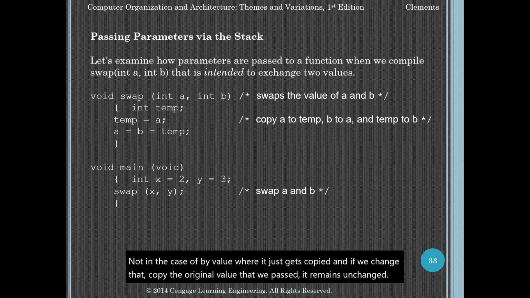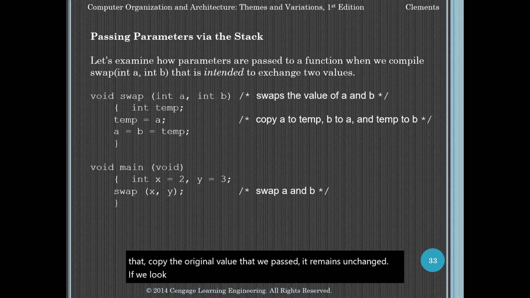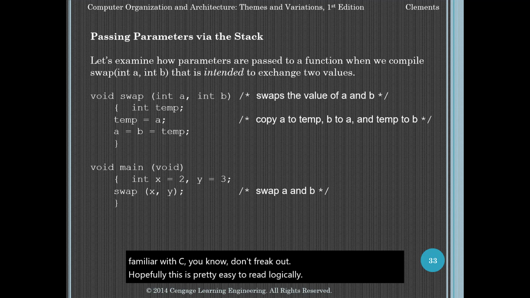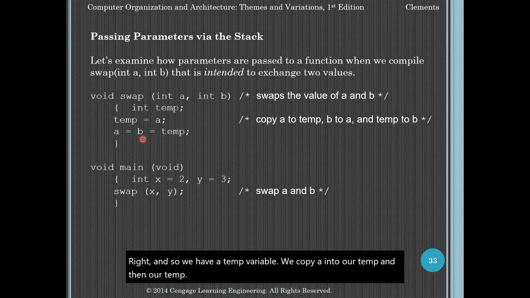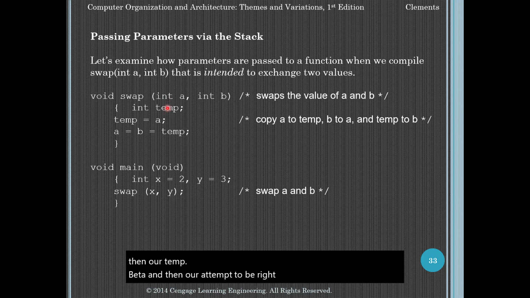So if we look at just some sample code, now this is C, so if you're not familiar with C, don't freak out. Hopefully this is pretty easy to read logically. But if we had this swap where we have two integers, A and B, right? And so we have a temp variable, we copy A into our temp, and then B to A, and then our temp to B, right? We can kind of swap all these values around.